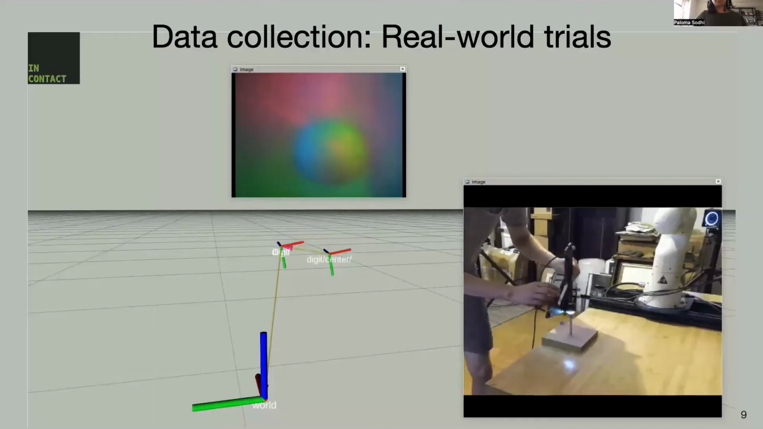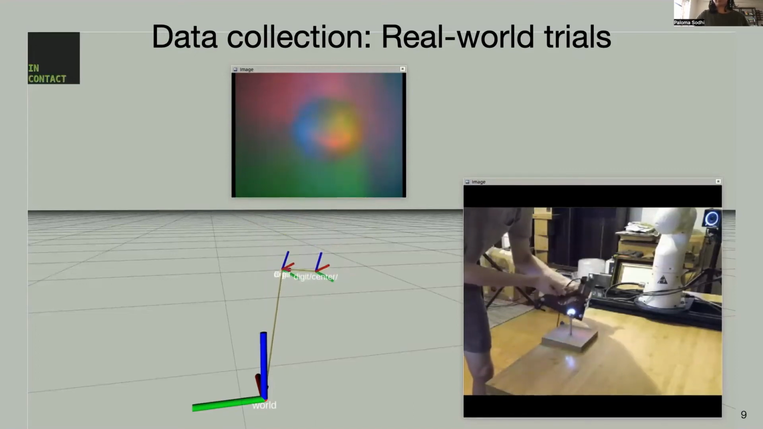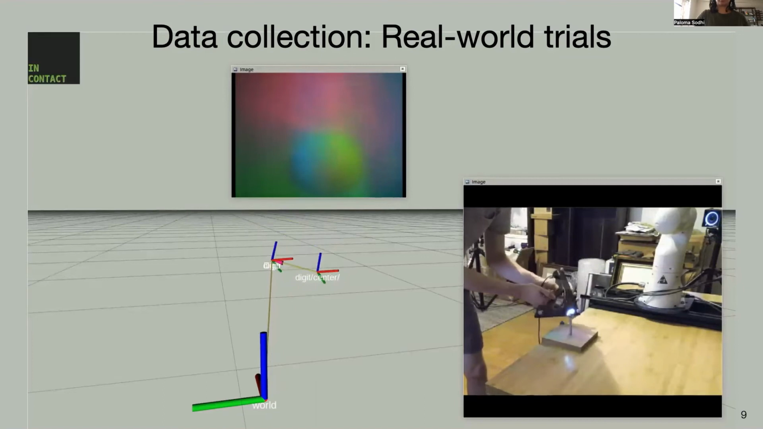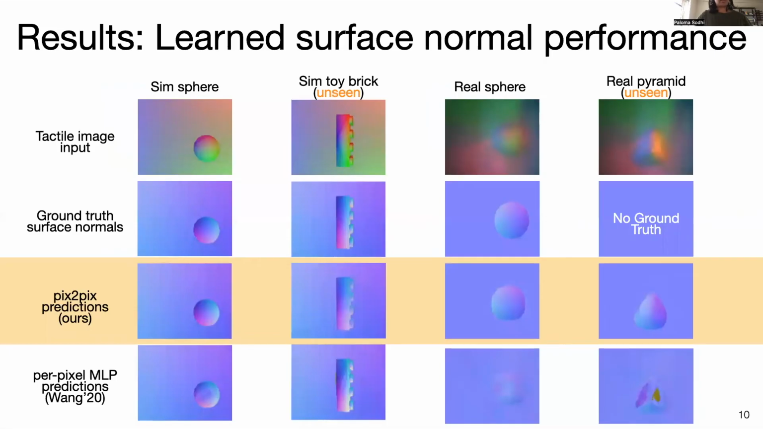For real-world trials, we mount the object on a workbench and the sensor on a movable plate tracked by a motion capture system. Here we move the sensor with respect to the object and collect data for two shapes, a sphere and a pyramid. So let's look at results for the surface normal predictions.